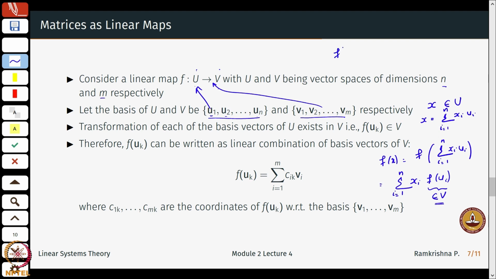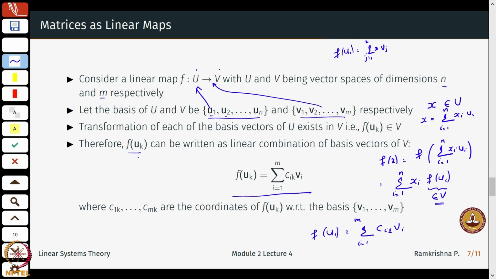So, f of ui I should write as some summation of some numbers times vj, j equal to 1 to m. That is true for each of these. So in general, f of uk can be written as a linear combination of basis vectors of v, that is v1 till vn, and let us say for each k I can write it something like this. If I just say f of u1 would be the summation over i equal to 1 till m of c i 1 vi, and so on for everything.